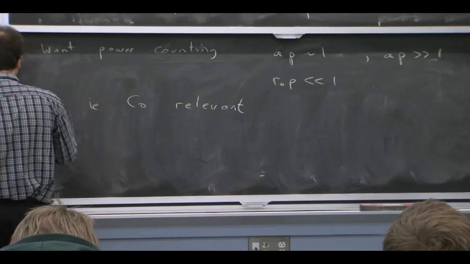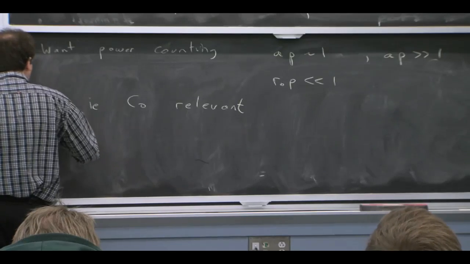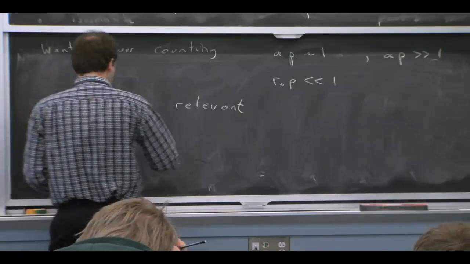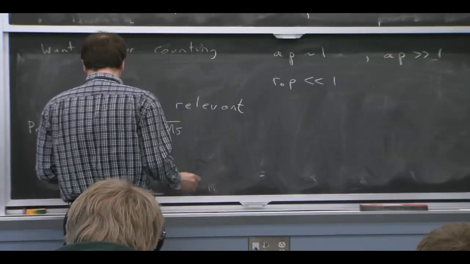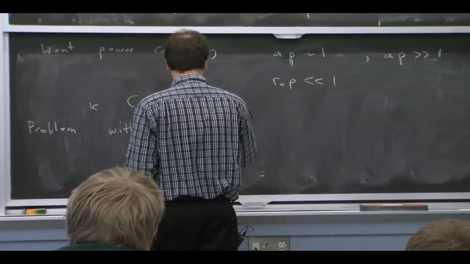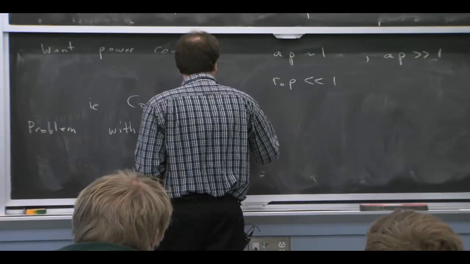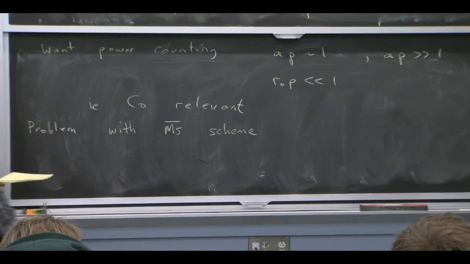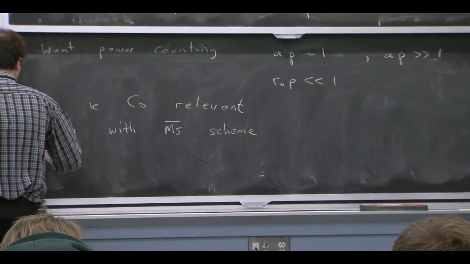So this is actually a problem that occurred because we just proceeded and started calculating, and we used effectively the MS bar scheme in dimensional regularization. We saw power subtractions, we did nothing. So let's try another scheme.